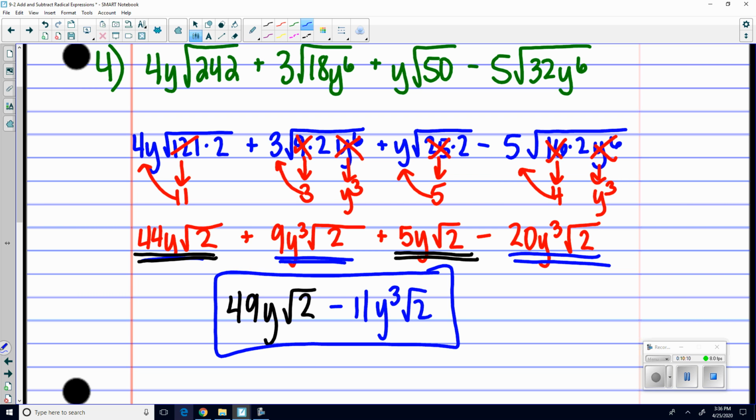All right, that is how you add, subtract, multiply. Just kidding. This is how you add and subtract radical expressions. Simplify them down as much as possible and find like terms.